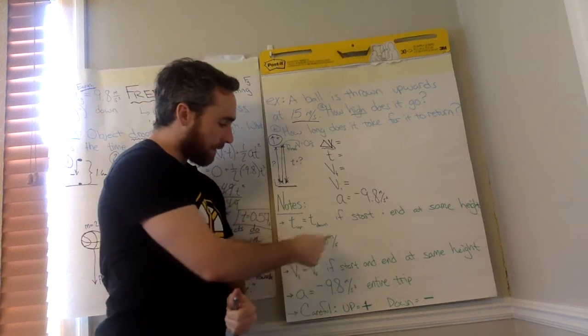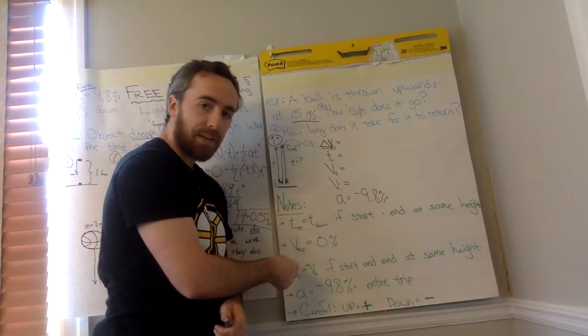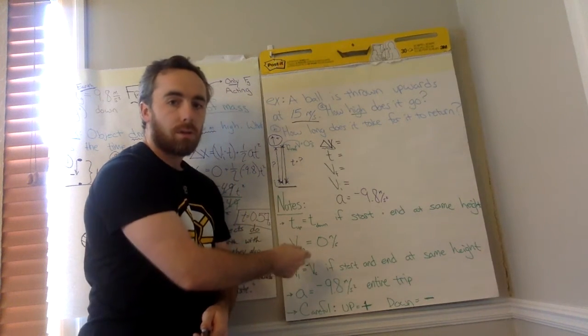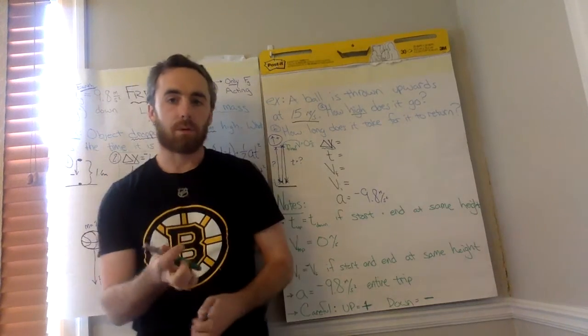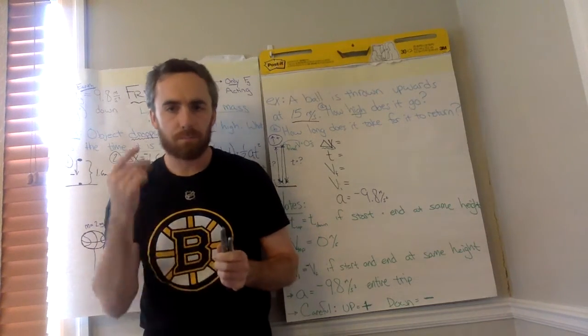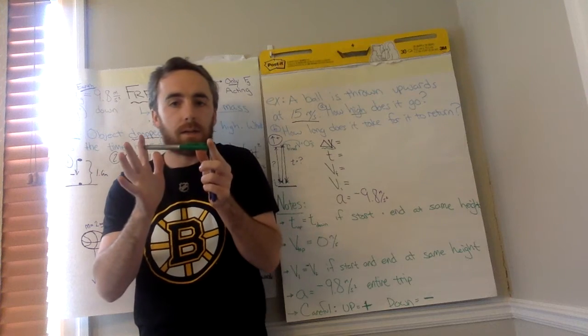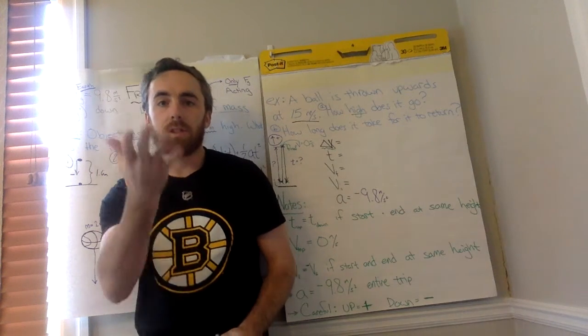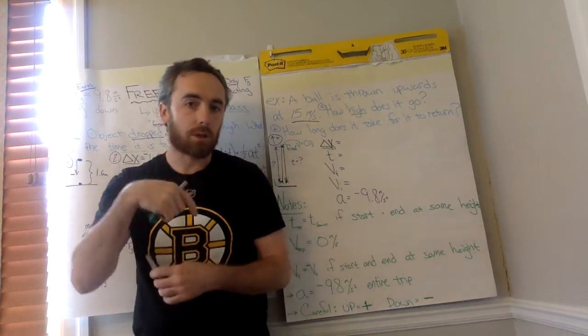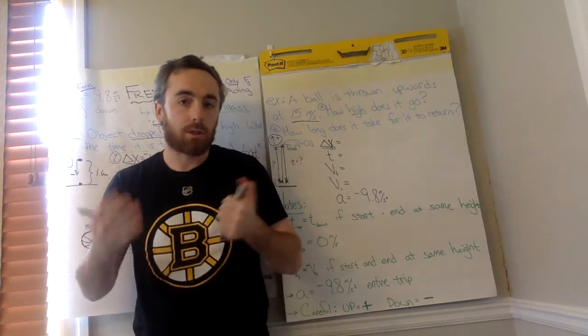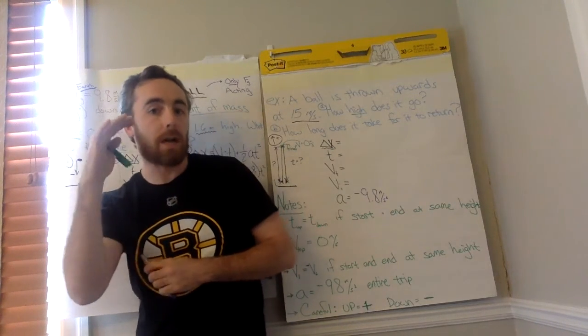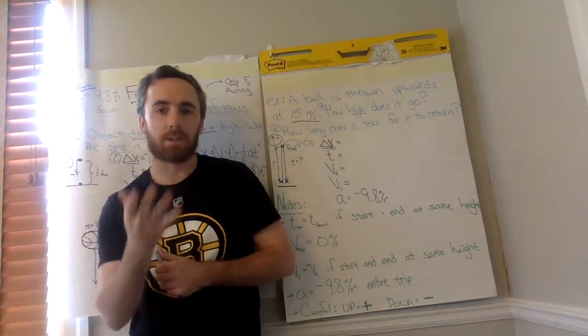At the top, and this is another reason we cut the problem in half, we actually know that the velocity at the top is 0. Even though it just stops for a brief second, it's never just sitting there hovering. But when it's at the top, it's turning around. The speed stops very momentarily at the top.